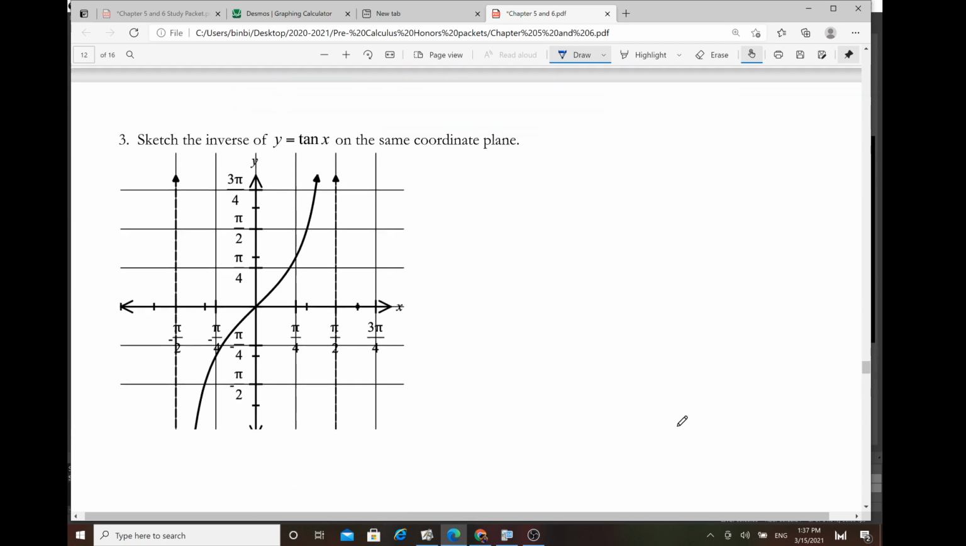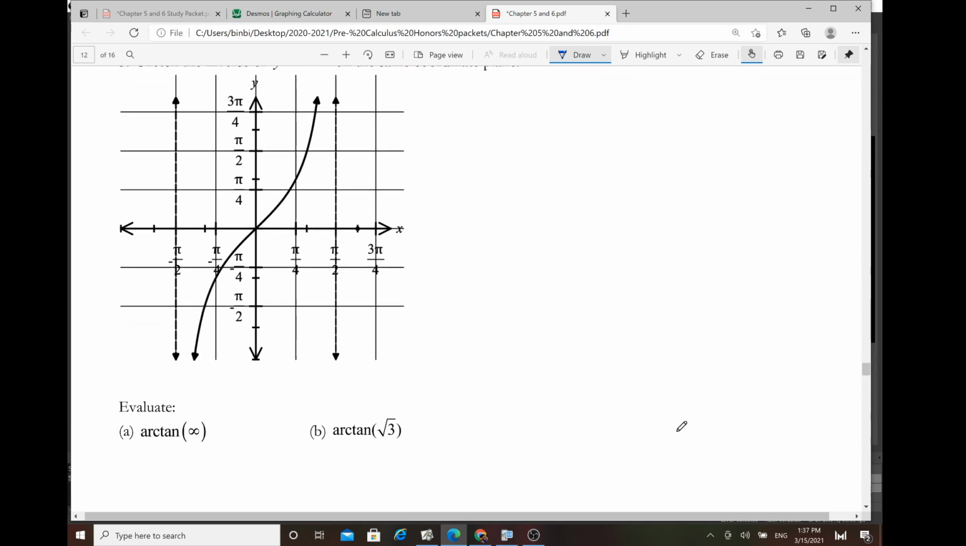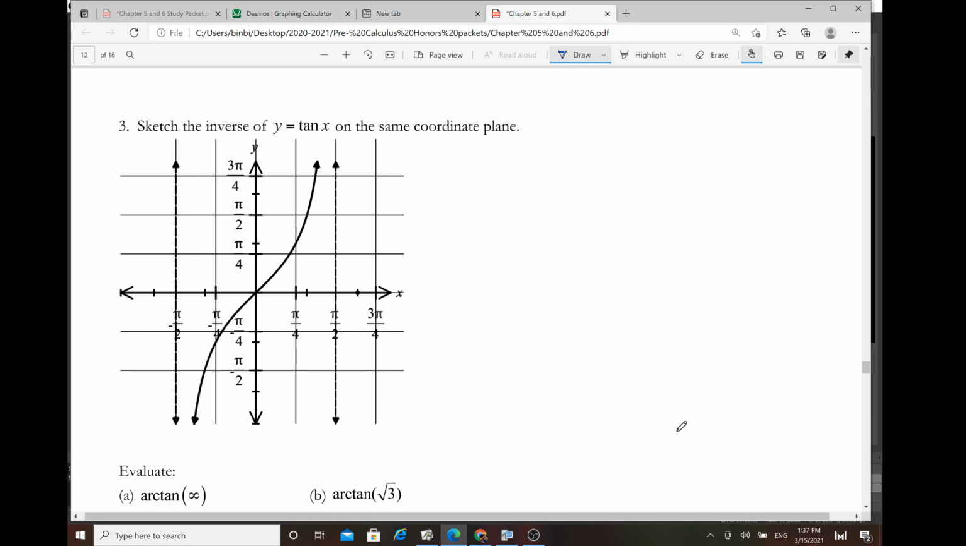Sketch the inverse of tangent of x. That means we just want to swap the vertical asymptotes. So pi over 2 would be the horizontal asymptote, and negative pi over 2 would be the horizontal asymptote also. Normally at pi over 4, we have 1. Now we just swap the x and y values. So 1 comma pi over 4. Okay, 1 comma pi over 4.